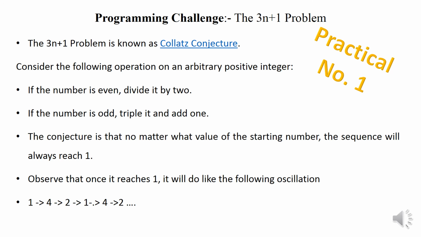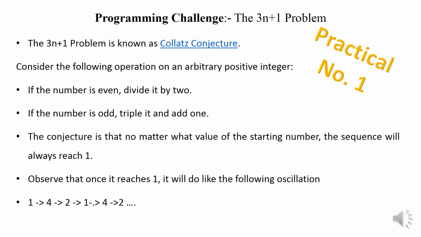What is the 3n plus 1 problem? How will it be executed? How do we have to understand this problem? This is a very easy problem, friends. The 3n plus 1 problem is known as Collatz conjecture. What is Collatz conjecture? Collatz conjecture is simply a series. The 3n plus 1 is also a series. What is the series?